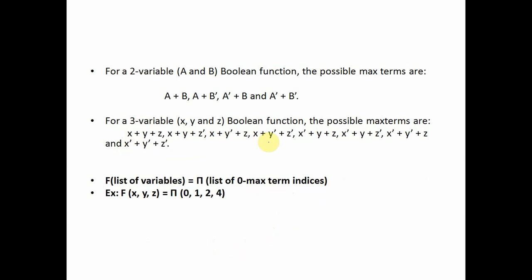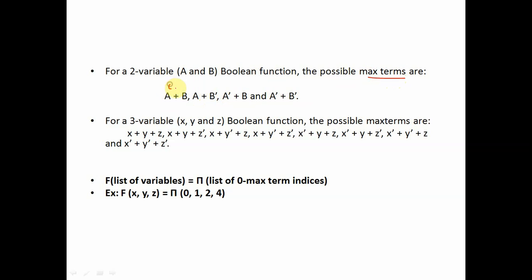For two variables, here I am using two variables, A and B. So how many max terms are present? There are 4 max terms present. First one is the A plus B max term. Second one is the A plus B bar max term. Third one is A bar plus B, and last one is A bar plus B bar.